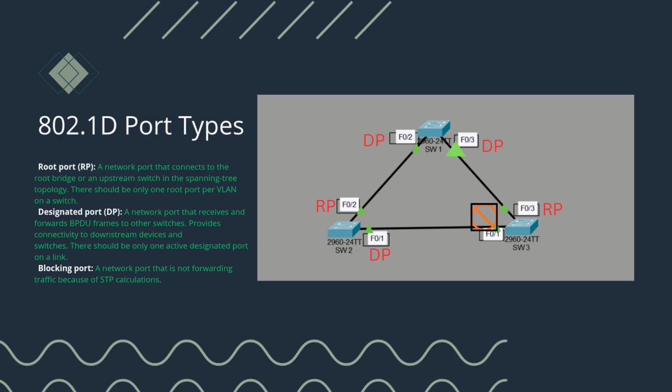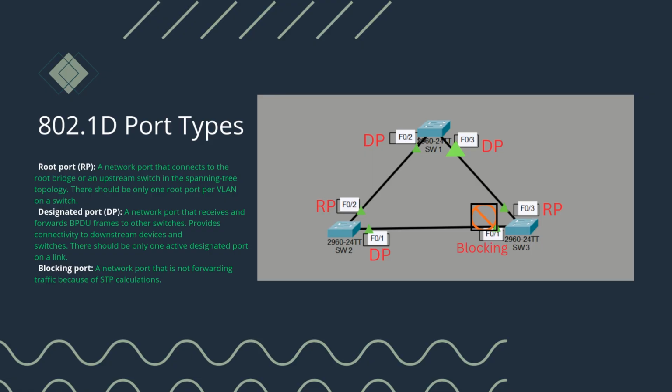Next, designated ports, also shown in green. These ports receive and forward BPDU frames to downstream devices and switches. Each network segment has exactly one designated port, the one that provides the best path to the root bridge for that segment. Finally, blocking ports, shown in orange.